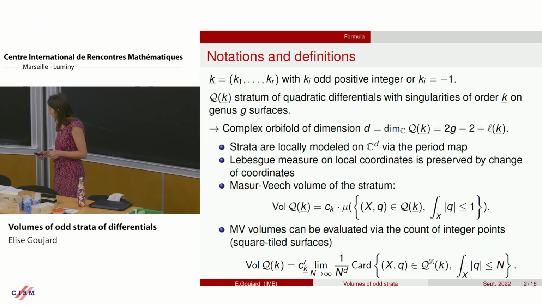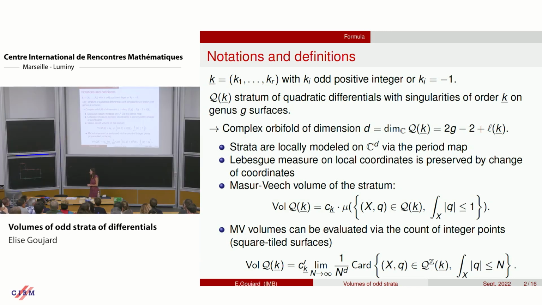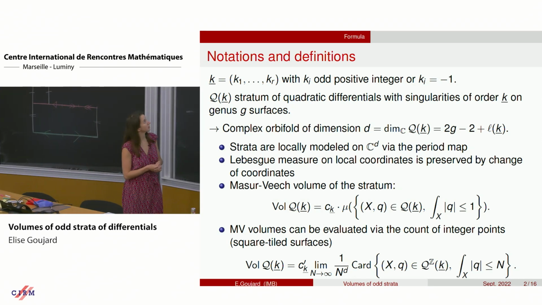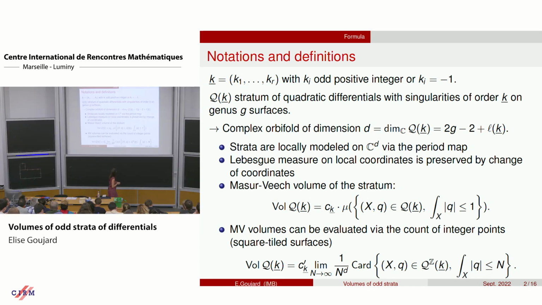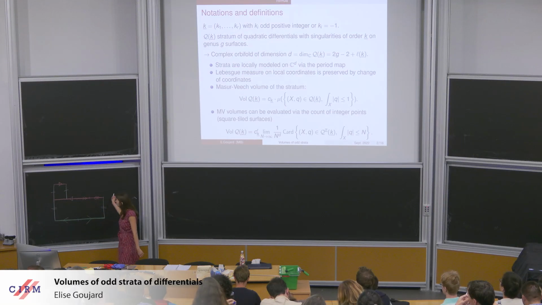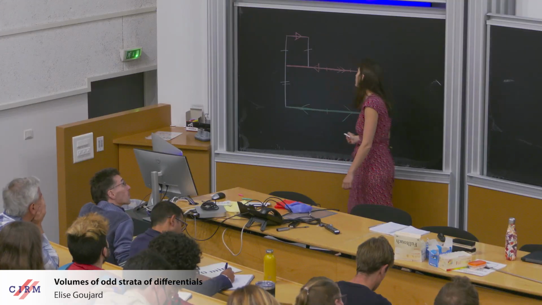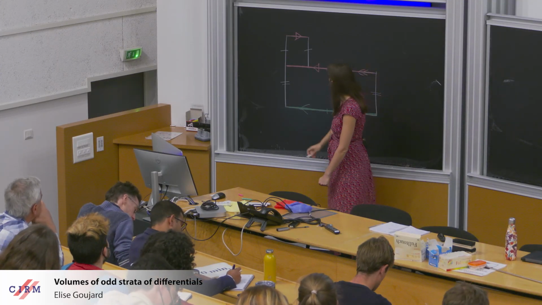Okay, so I will take k to be a partition into odd integers, and I allow the ki's to be equal to -1 as well. And I will consider the stratum of quadratic differentials with singularities of order ki on genus G surfaces. So you can think of your preferred half translation surface. And mine for the talk will be this one. So let's compute quickly the stratum of this half translation surface.